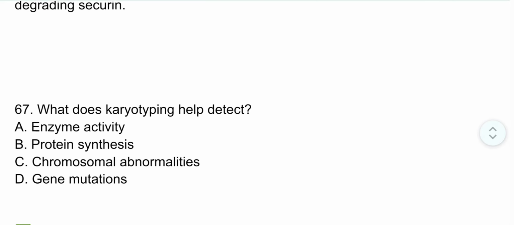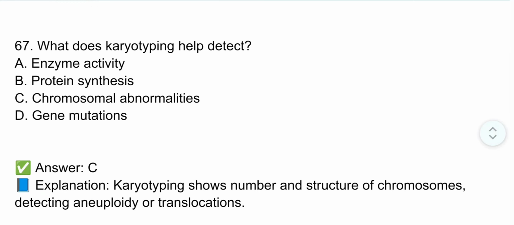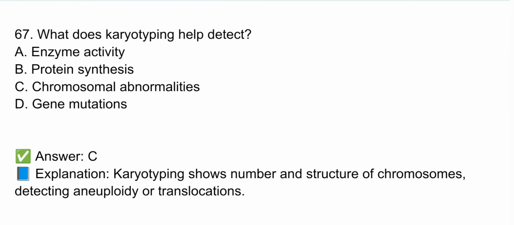Question number 67. What does karyotyping help detect? The correct option is option C. Chromosomal abnormalities. Karyotyping shows the number and structure of chromosomes, detecting aneuploidy or translocations.